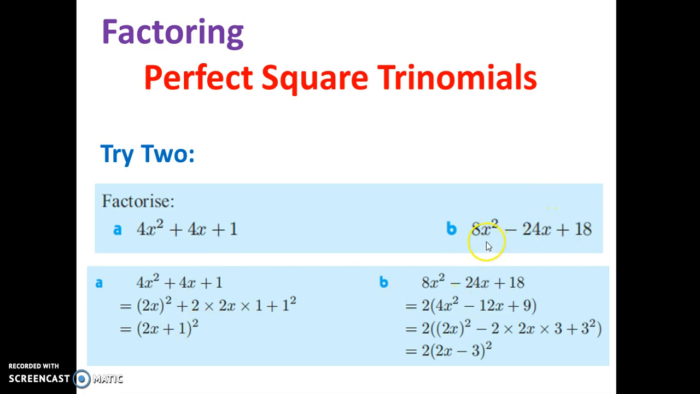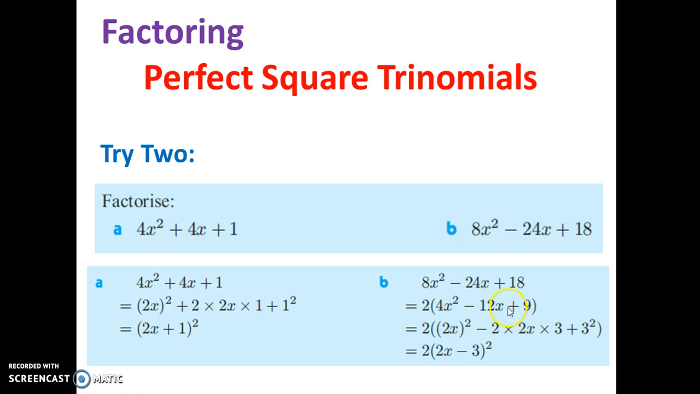In this example, it was necessary to find a GCF first. So never forget to do that. When you look at any kind of polynomial and you need to factor it, always look for a common factor first. There's an 8, a 24, and an 18. 2 is a number that goes into all three, so 2 was factored out. Once the 2 is factored out, we have a new trinomial here, 4x squared minus 12x plus 9.